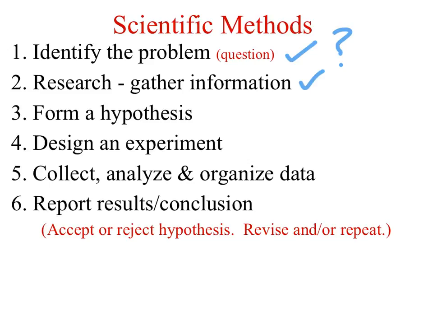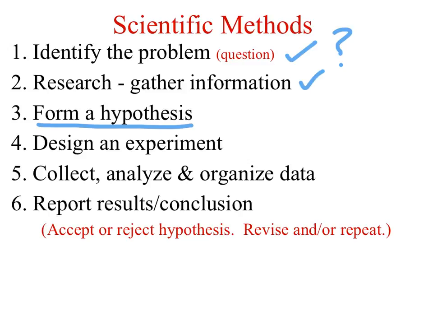Researching allows us to understand our project a little more, understand the vocabulary, the terminology, maybe make some initial observations so that we know how to design the experiment, but also, more importantly, it will help us form our hypothesis, which is an educated guess. That's step 3. And this is what you think will happen in the experiment. It's what you think the answer is to the question based on your research.